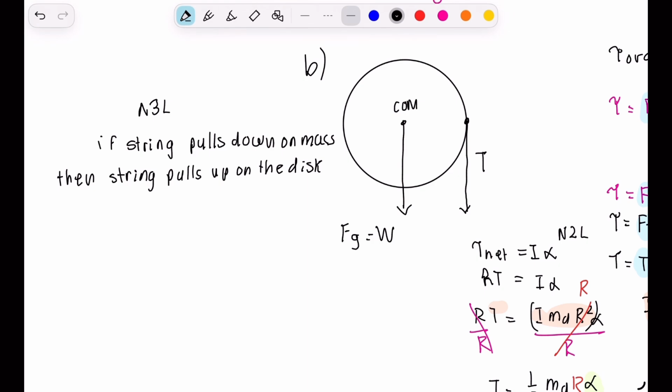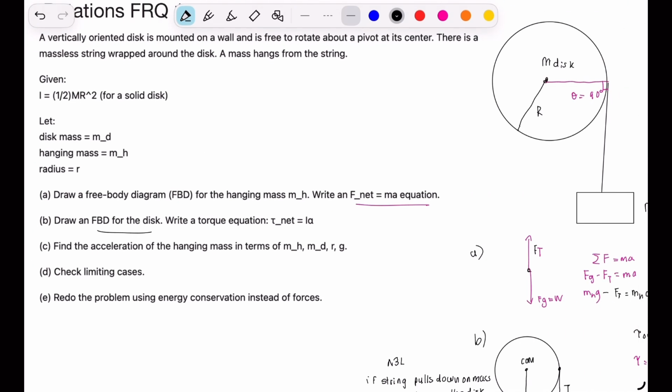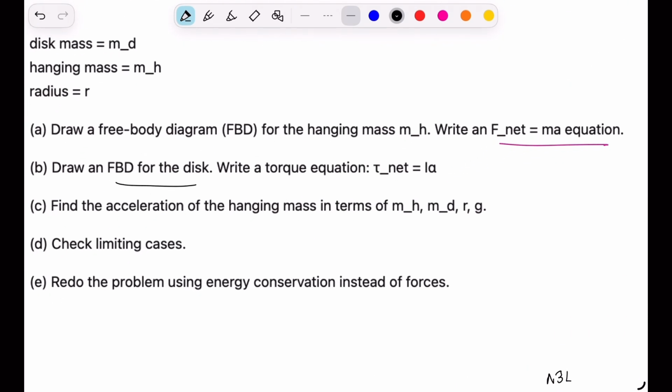Now for part C, we are asked to find the acceleration of the hanging mass in terms of mh, md, and r.